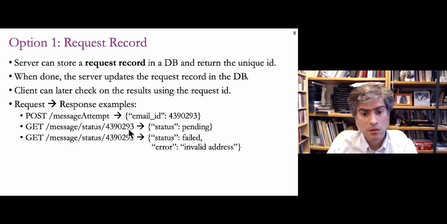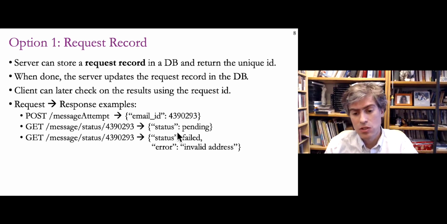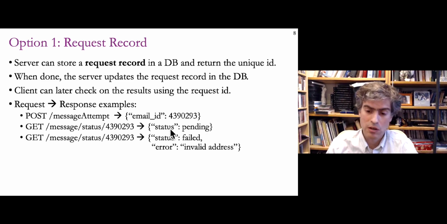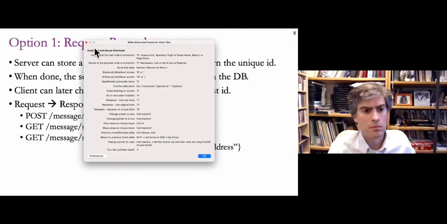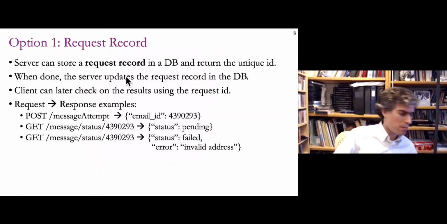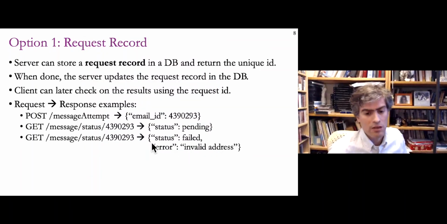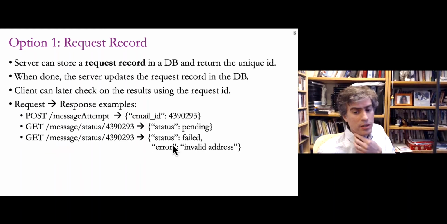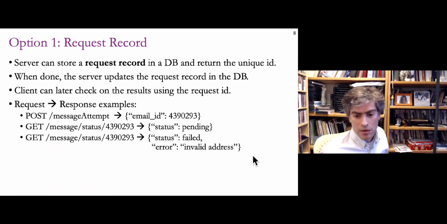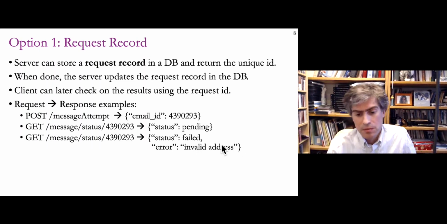The service will check the database. If it checks too soon, it might get a status of pending, like the request record might still be empty, so to speak. But eventually, after the request finishes, when the client makes another request, it will get detailed information, for example, that the request failed and what specific error message might have been given.